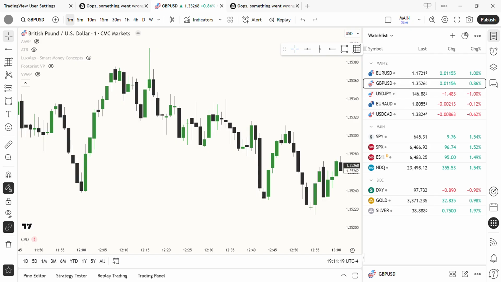And that's with more trades too. It's easier to get a higher win rate with less trades. Man, GBP, you have my heart.